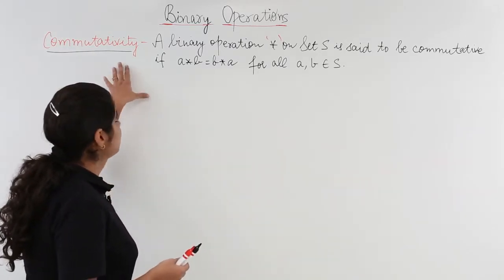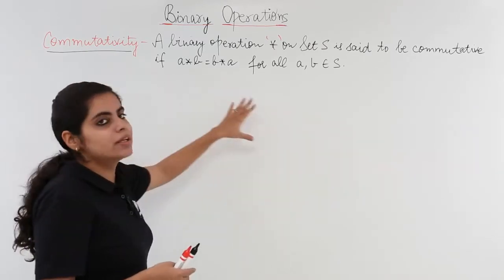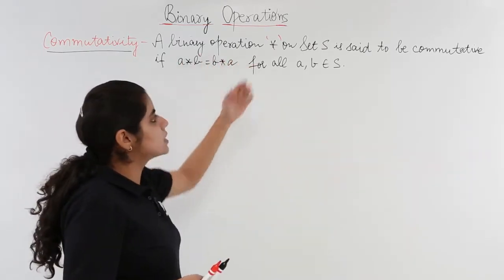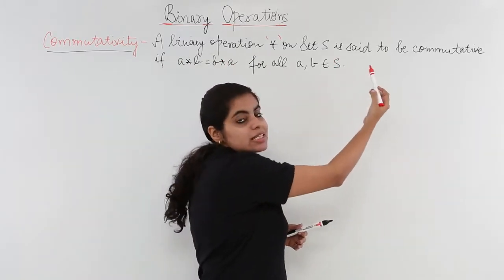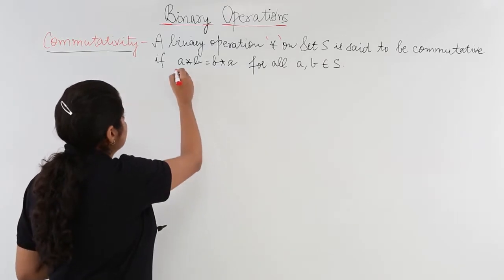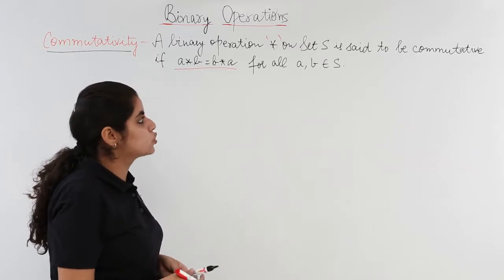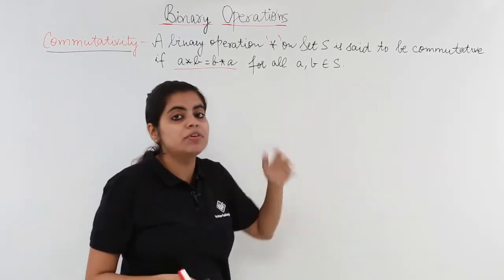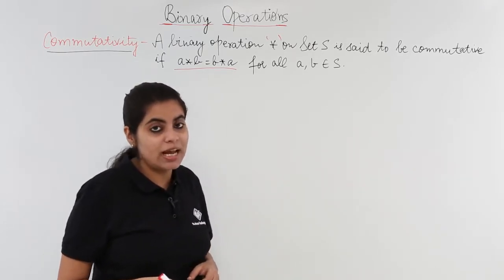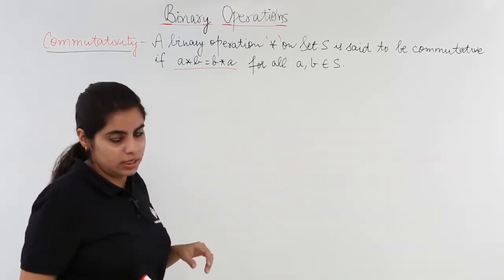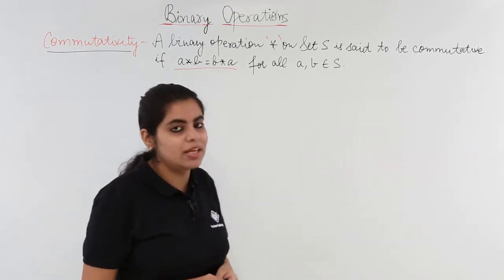The first law is the commutative law. I have written it as commutativity. Now let's read what it has to say. A binary operation, represented as star, on a set S is said to be commutative if A star B is equal to B star A for all A, B belonging to S. What is S? S is a set. We have different elements A and B, and the commutativity property is such that A star B is equal to B star A. Now what does it actually mean? Let's see with the help of some examples.